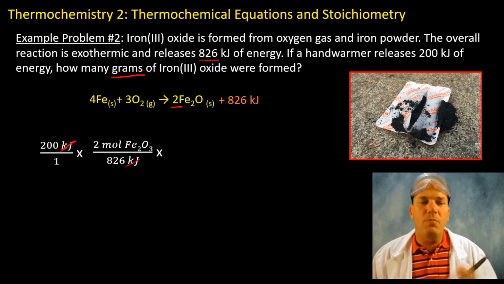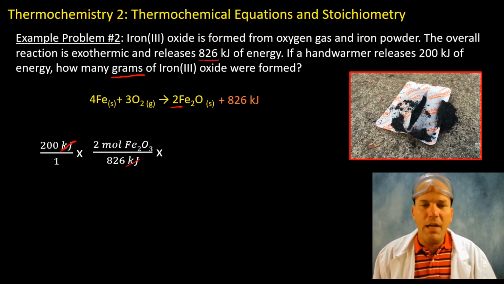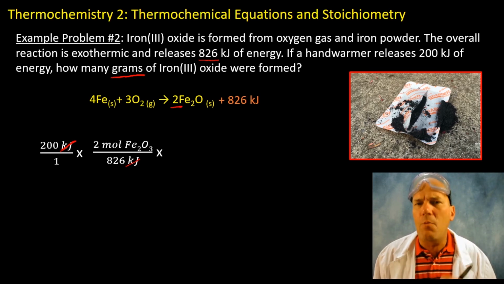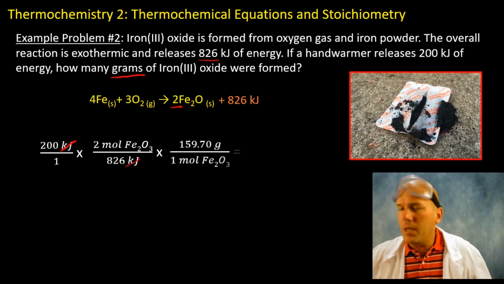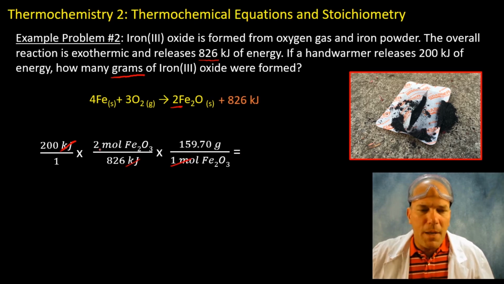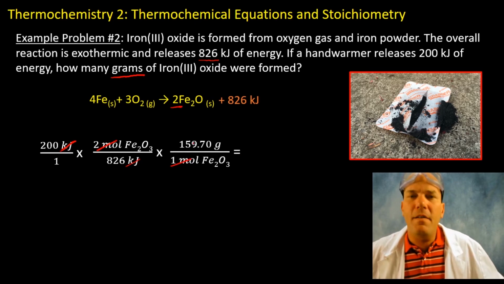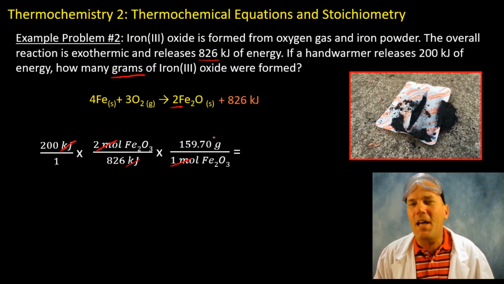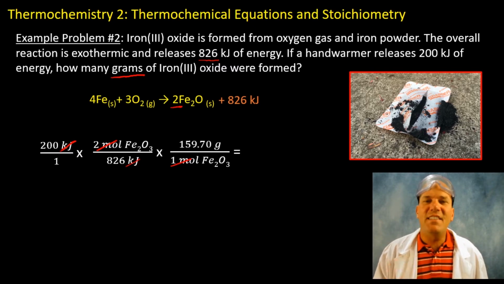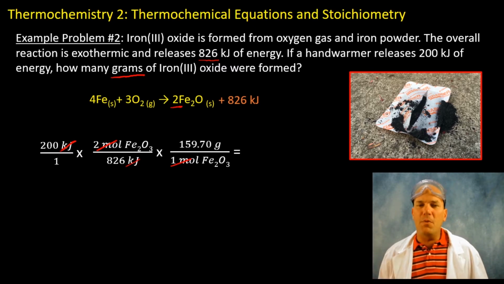Now we're going to say we have moles of iron 3 oxide. Well, what's going to be the connection? We know we need to factor out moles. That's right, molar mass. So in 1 mole of this compound, there are 159.70 grams in 1 mole.